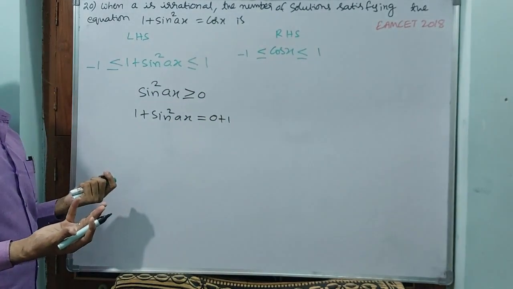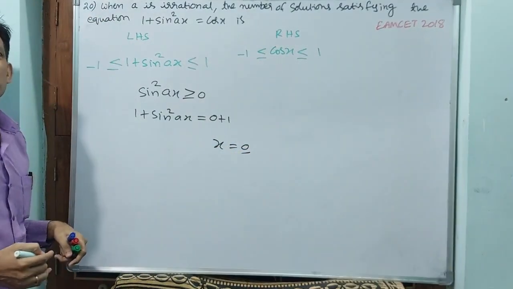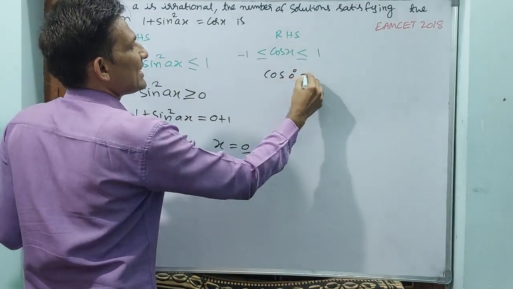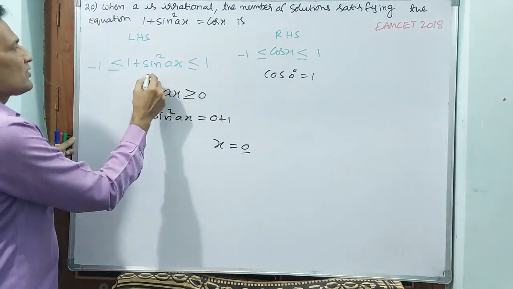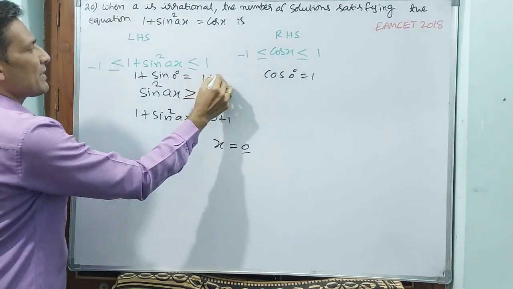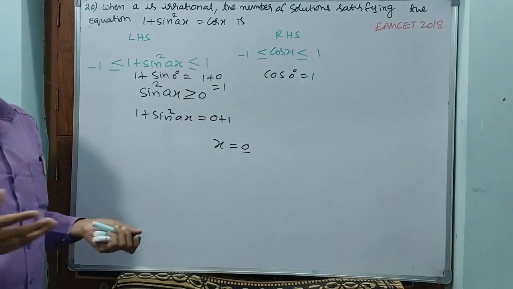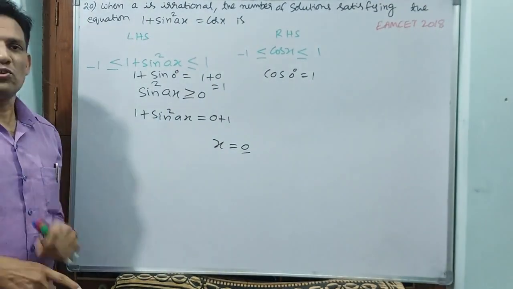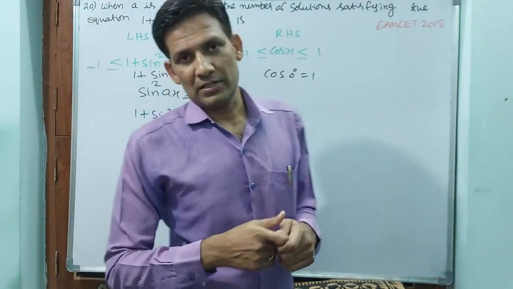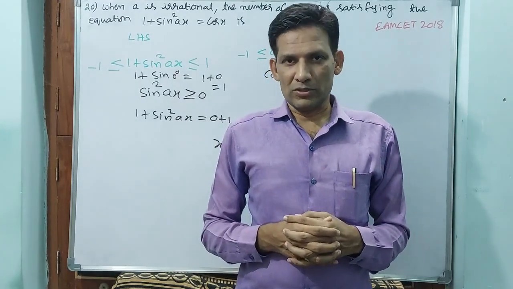Then what will be the value of x? X will be 0. If you apply x as 0 here, cos 0 is equal to 1. If you apply x as 0 here, 1 plus sine 0 is equal to 1 plus 0, that is equal to 1. 1 is equal to 1, both are correct. Then how many solutions are there? One solution. X is equal to 0. That is the solution. Understand the logic? This is a logical question. Okay. Now we will stop this class. We will continue in the next class for 4 more questions. Okay. Thank you very much.